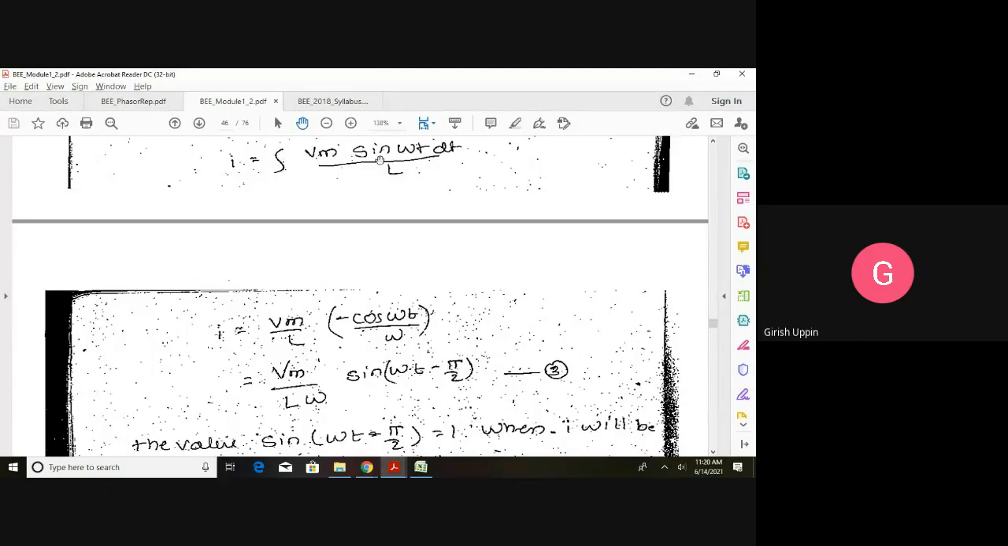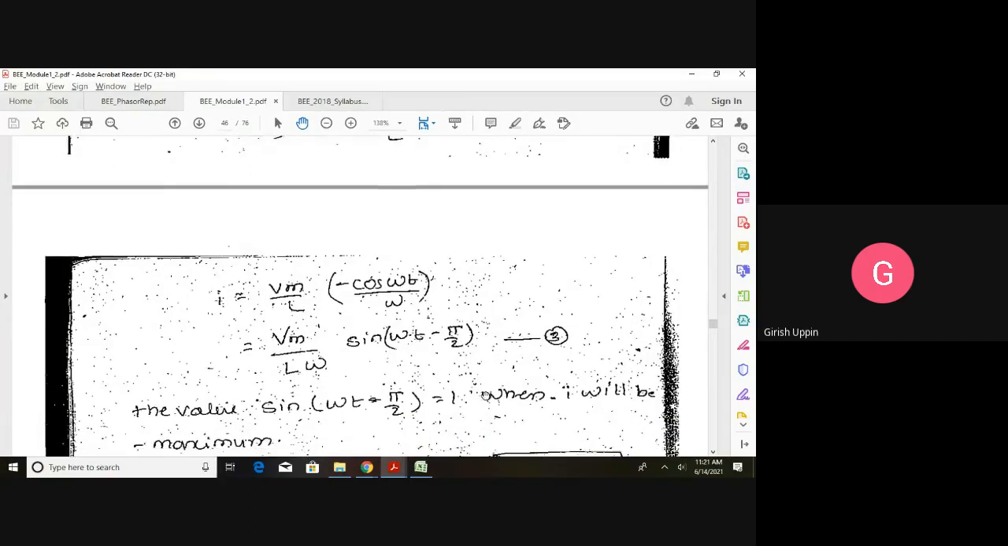So we have to do the integration of sin omega t with respect to dt, not d omega t. That's why we get the integration of sin omega t as minus cos omega t divided by omega. And this minus cos omega t can be represented as sin omega t minus pi by 2. Therefore, what is the current? The instantaneous current I is equal to Vm divided by L omega into sin omega t minus pi by 2.